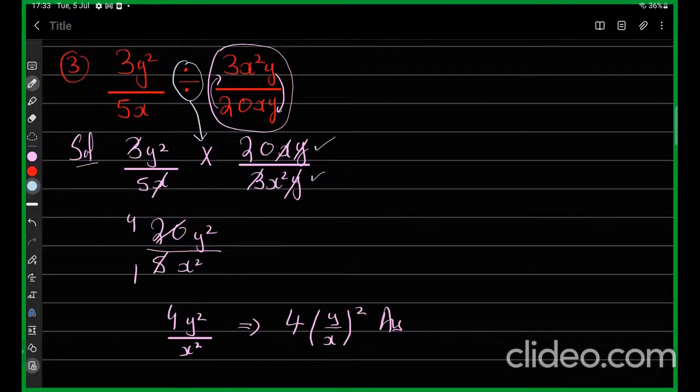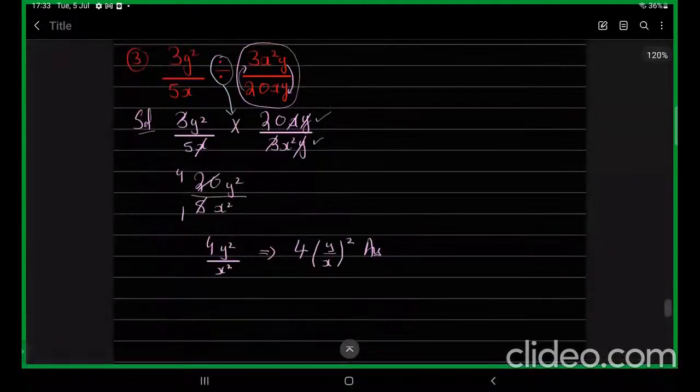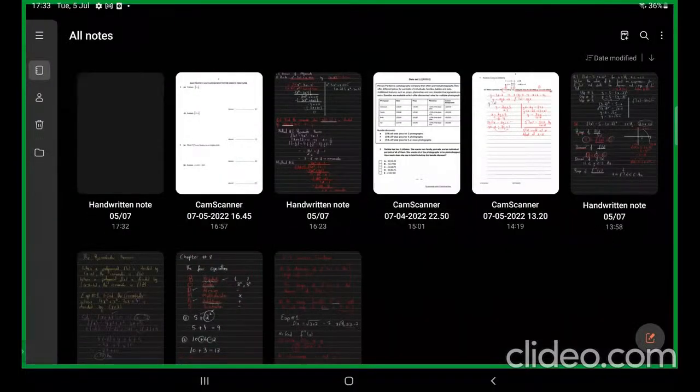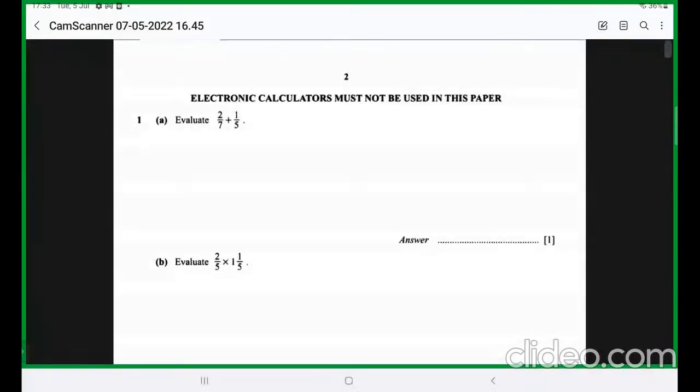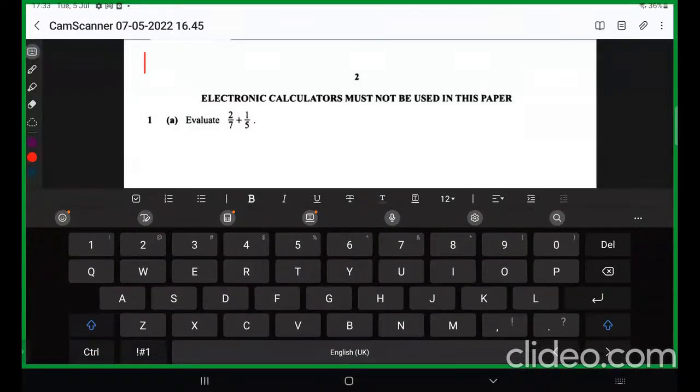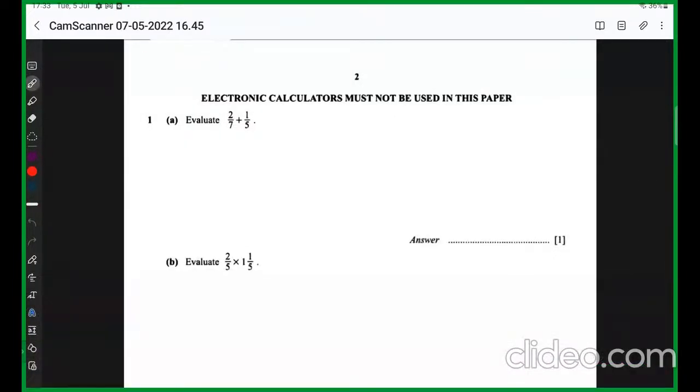Now I am going to shift to the past paper questions. Okay, and here we will basically be discussing a variety. All right, okay, so this is paper 1, and in the beginning of paper 1, this thing would clearly be mentioned: electronic calculators must not be used in this paper.